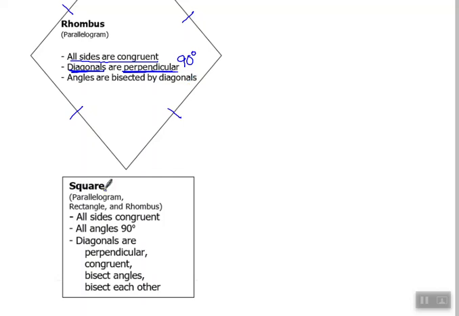Now you have a square, which is the parallelogram, rectangle, and the rhombus. So everything from above applies, where all the sides are congruent, all the angles are 90 degrees. Remember what the 90 degrees means about our slope. The diagonals will be perpendicular, congruent, bisect the angles and each other. Basically, the square has everything.